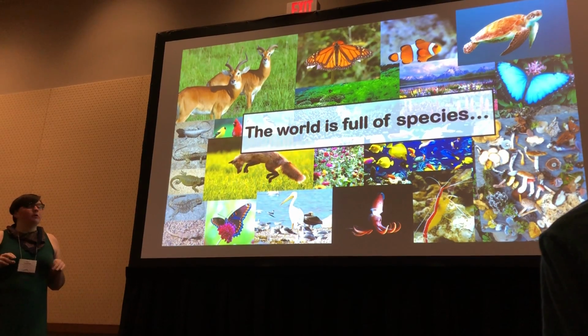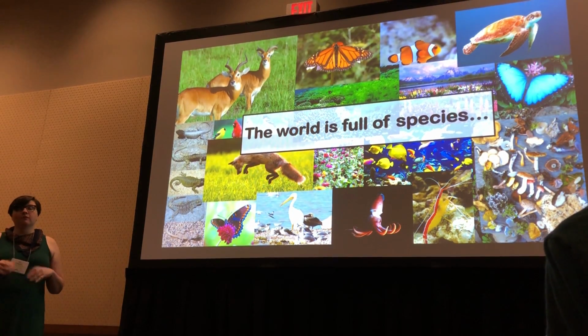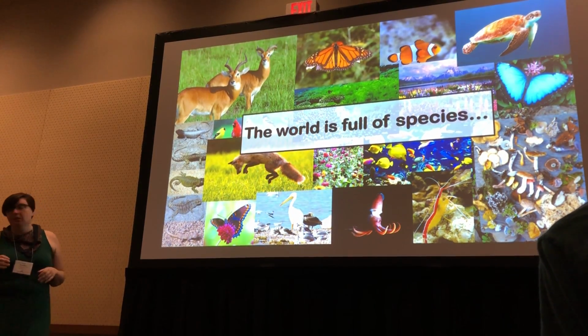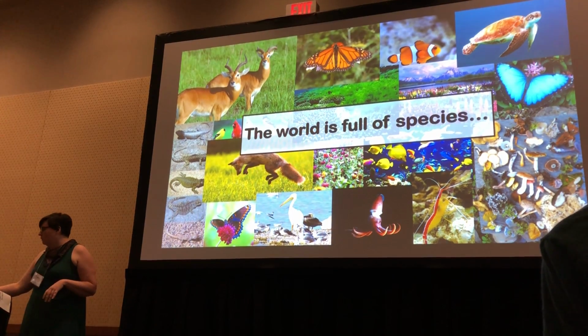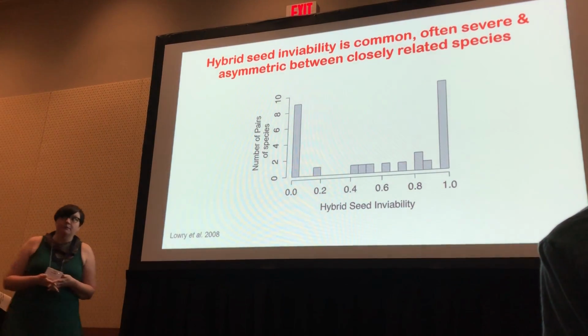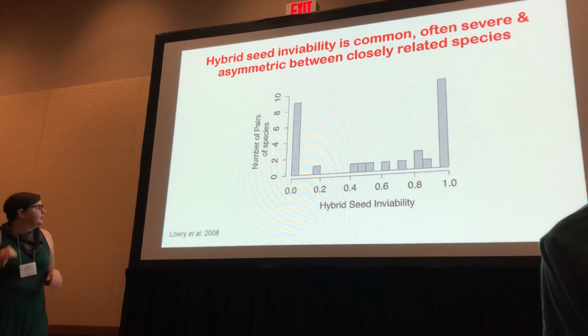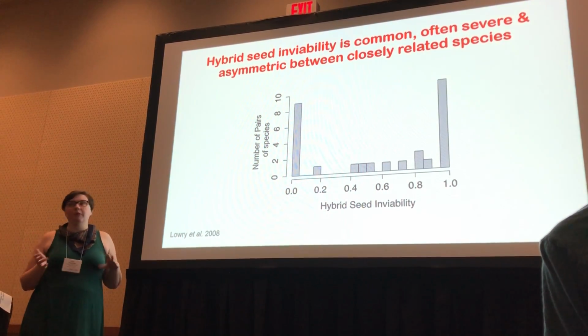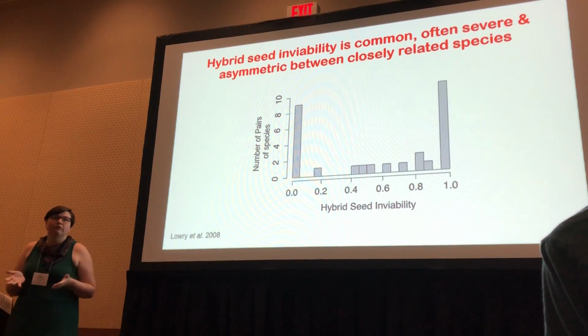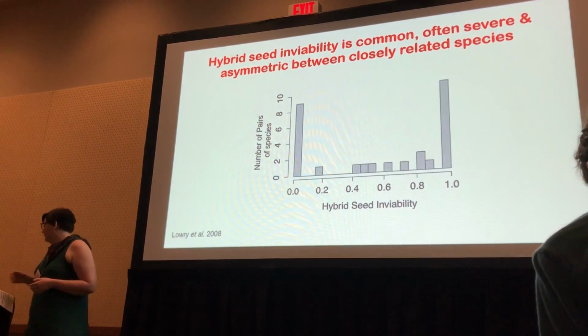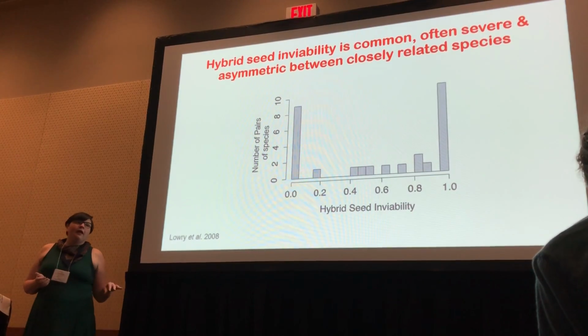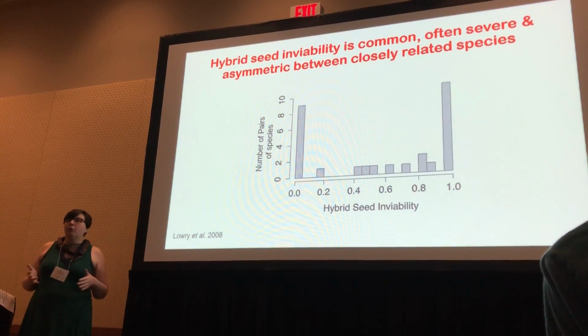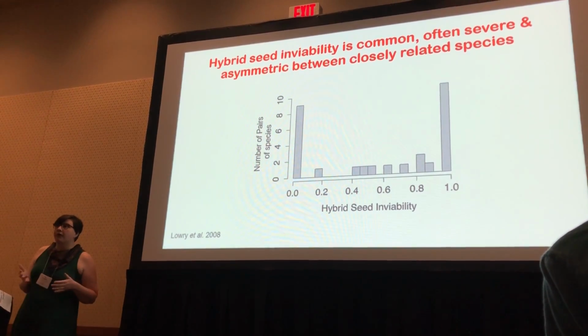And essential in both the formation and the maintenance of species is the formation of barriers to reproduction. One very important barrier to reproduction in seed plants is hybrid seed viability. So here's some data that's just been lifted from Dave Lowry's paper, and you can see that hybrid seed inviability is fairly common and also fairly strong in a lot of different diploid plant species.